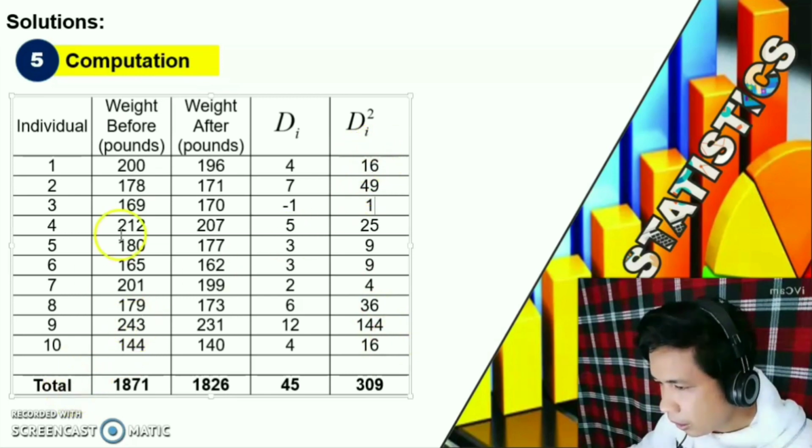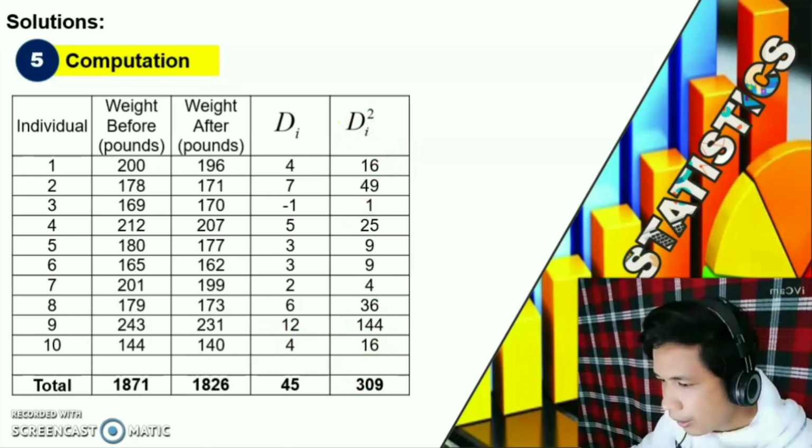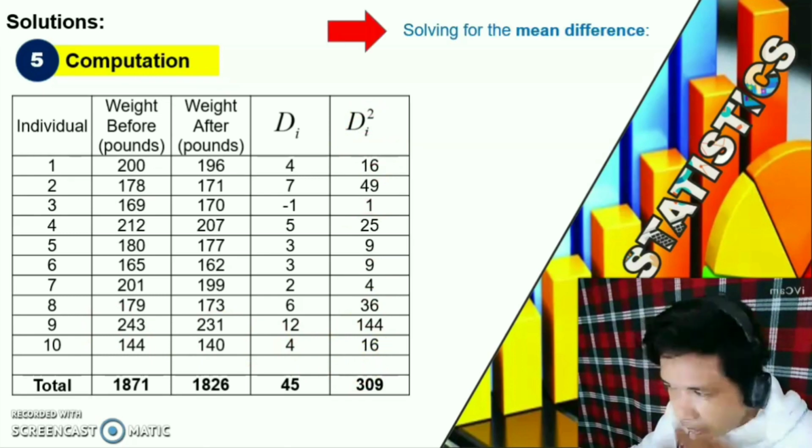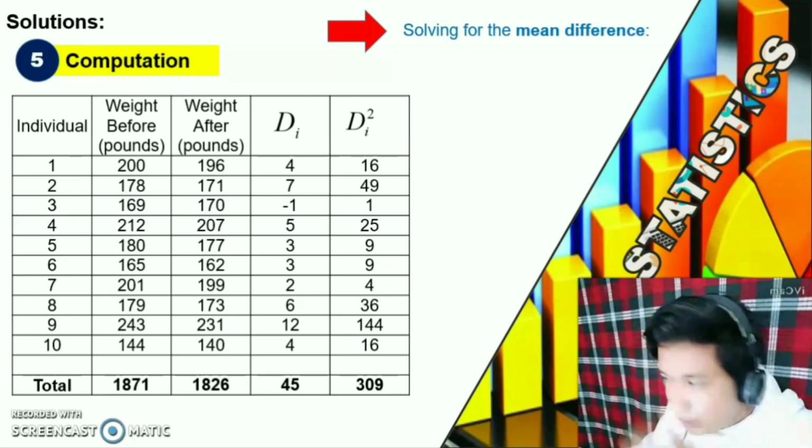Now, on the last part, we are going to add all the given data. For the weight before, expressed in pounds, we got 1871. And for the weight after, expressed in pounds, we have 1826. For the d sub i, we have 45. And for the d sub i squared, we have 309. Now, we are going to solve first the mean difference.